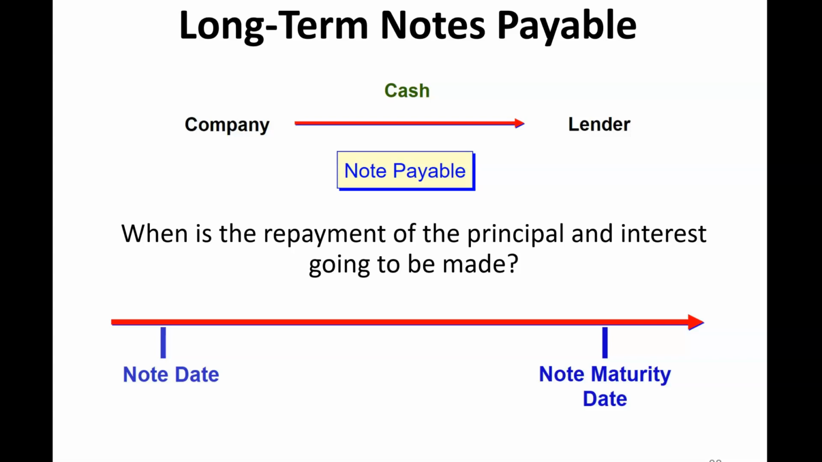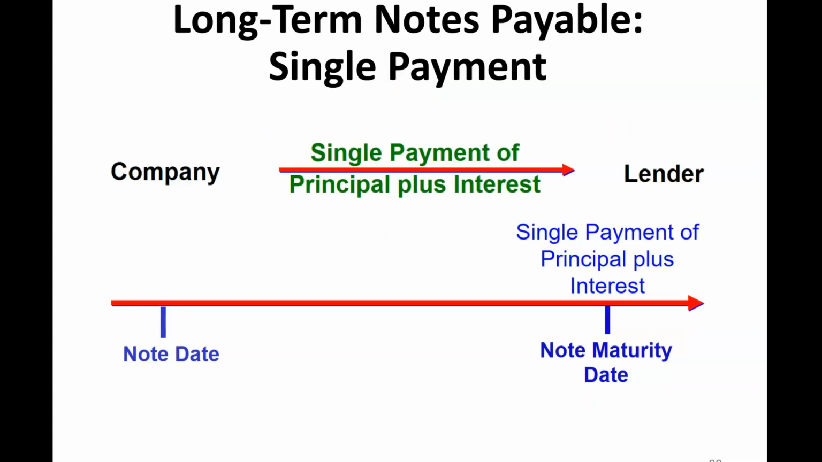You could have a situation where you don't pay anything on it until it's due, and then you pay all your interest and the amount that you owe together. Or you can have it in installments where you make interest payments periodically until the due date. If you wait until the maturity date to pay the note and the interest, that is called a single payment. You will pay one single payment at maturity, which is the amount of the loan plus all of the interest attached.